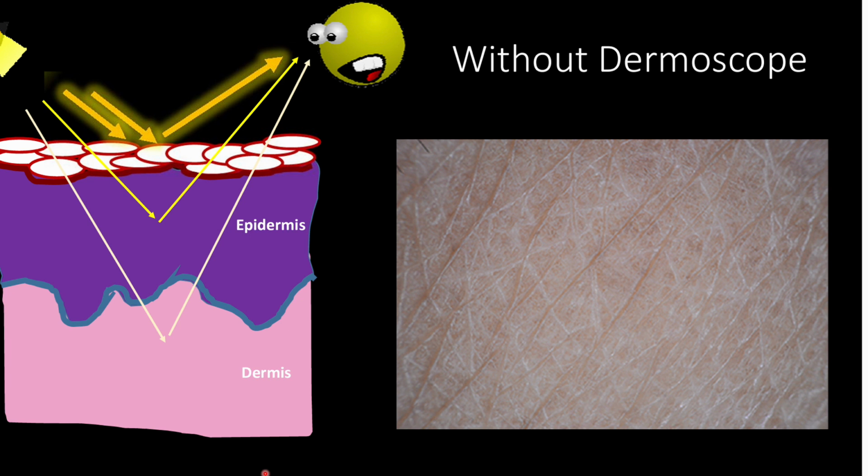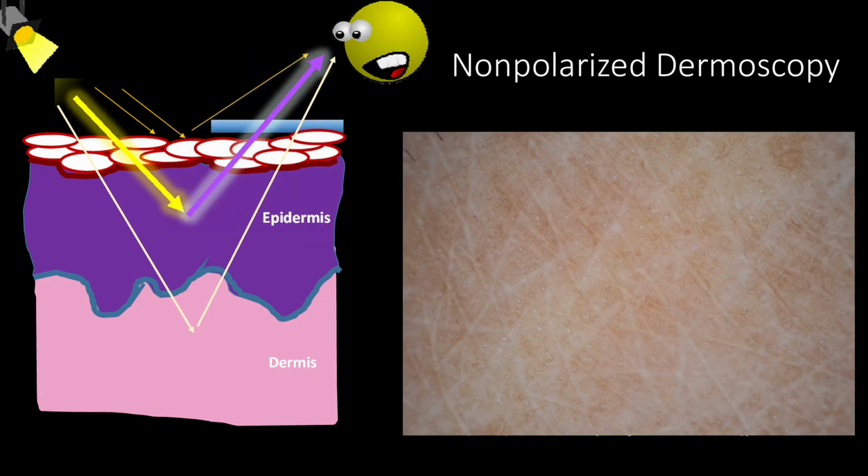Same happens when you visualize the skin surface with the help of a magnifying glass. Most of the light incident on the skin surface just gets reflected back, and hence you are able to see only the skin surface, only the stratum corneum, even with the help of very high power lenses. To visualize the deeper skin structures, this specular reflectance or glare has to be reduced. And how does it happen? In non-polarized dermoscopy, this is achieved by using this glass plate.